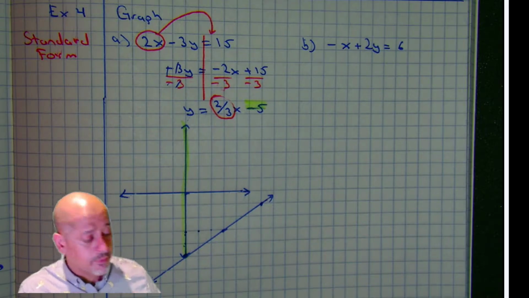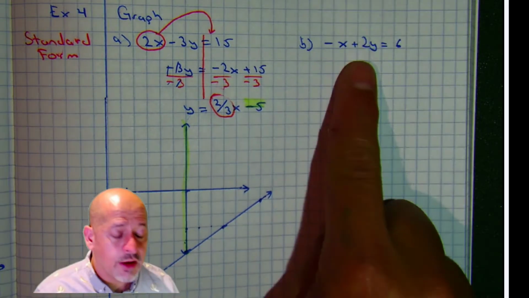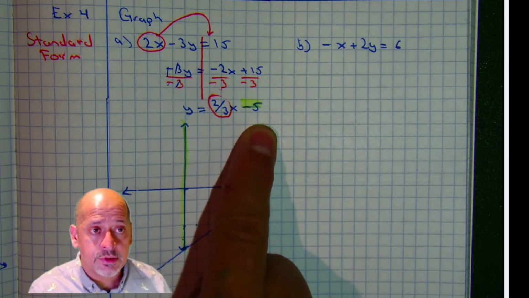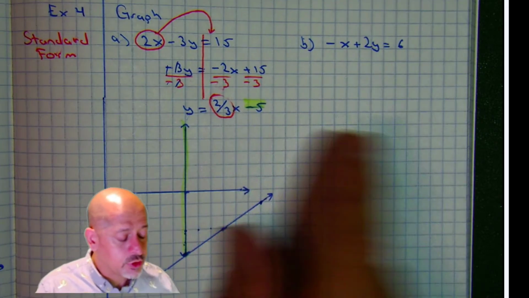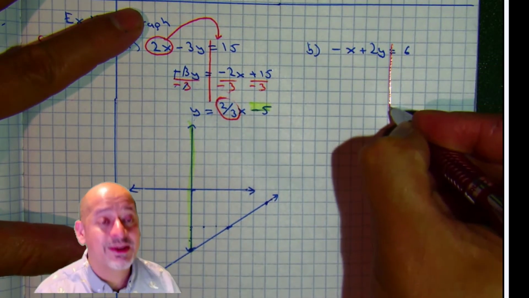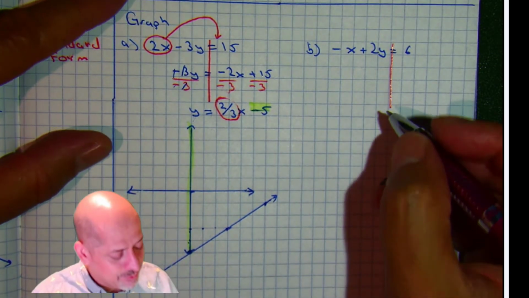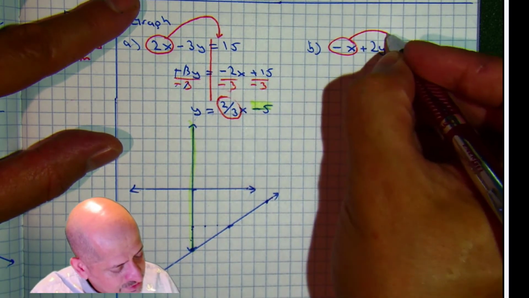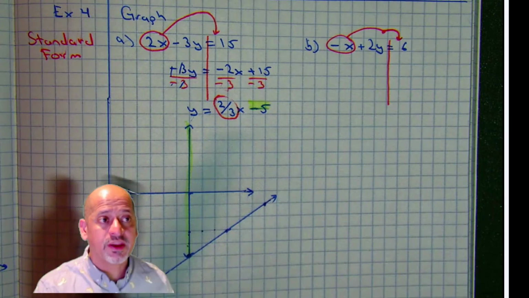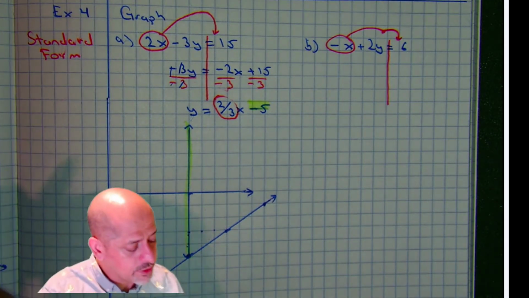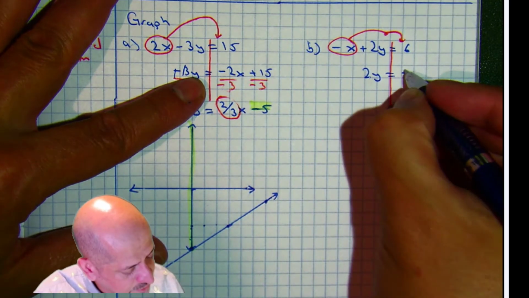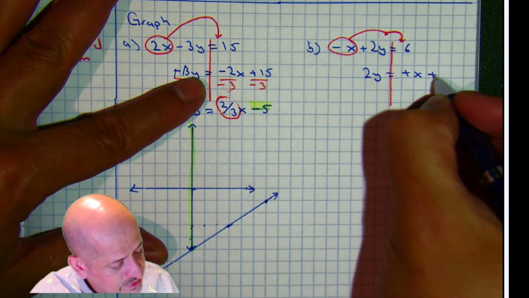Letter B. In order to graph it, I need to be able to place it into slope-intercept form. So 2-step process. What's my first step? Okay, draw the line. What's my second step? Move the negative x to the right. We can say positive x. I'm going to move it right after the equal sign. So I'm going to have to be careful. I'm going to write down my 2y equals, that's a negative x, we can say positive x plus 6.